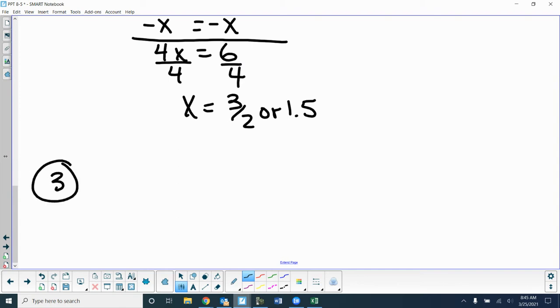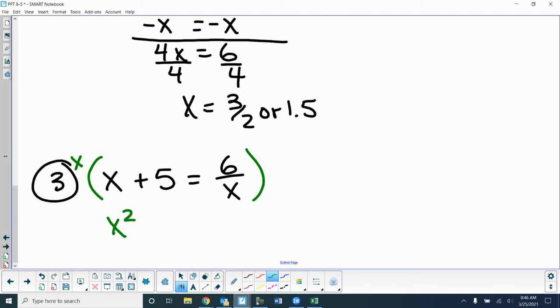x plus 5 equals 6 over x. Again, we only have the one denominator, so that's my common denominator, right? Multiply everything by x. So that's just x times x, and x times 5. And then when I go x times 6 over x, the x's cancel, so it's just 6 then. Fractions are gone.